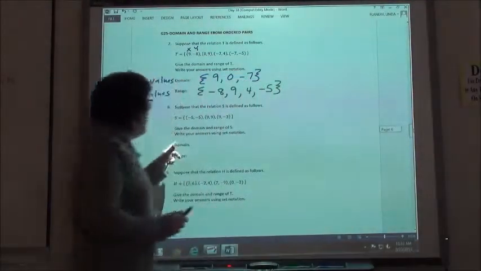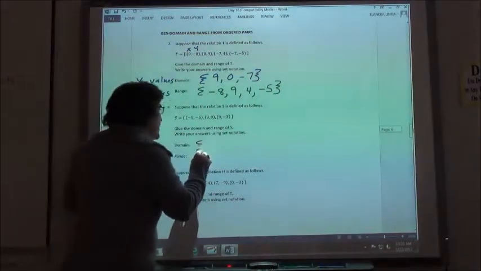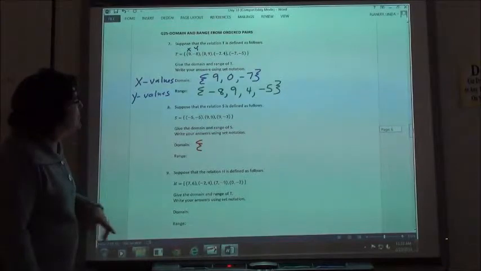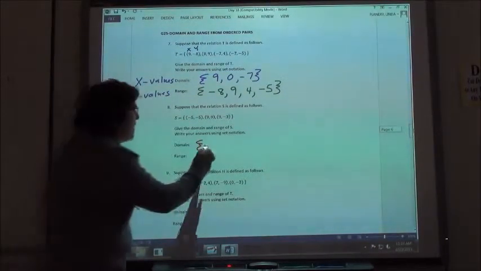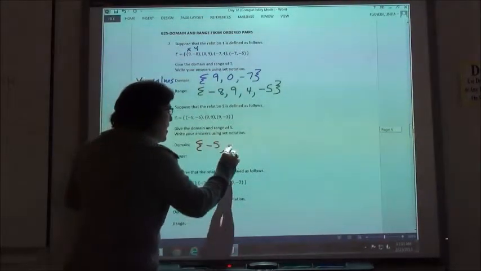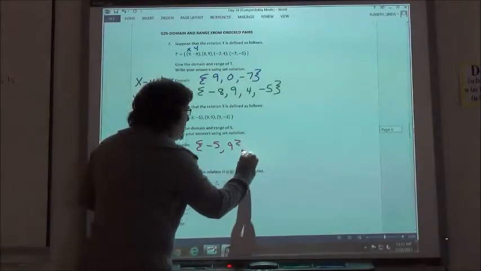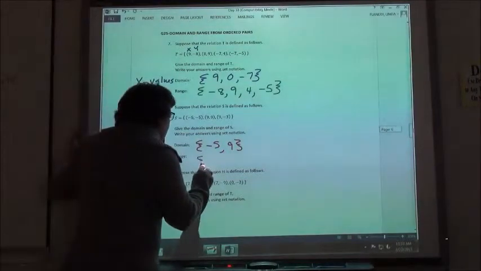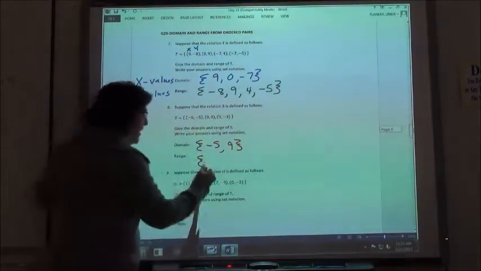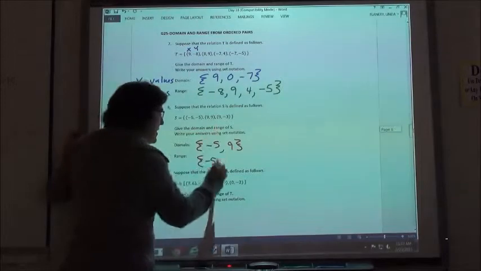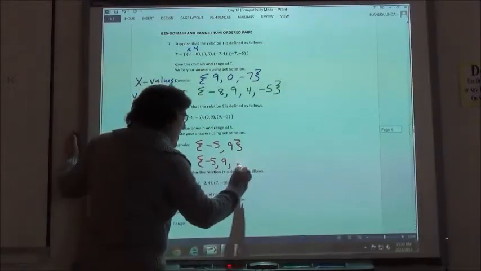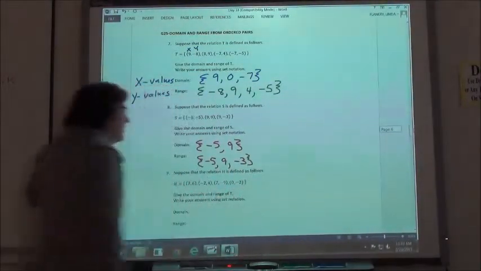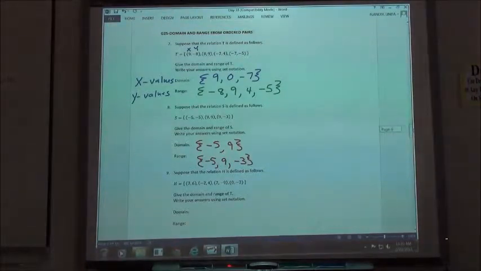Number 8 then, give the domain. Using set notation, the domain is my x values, so I've got a -5, a 9, I've got another 9, so I don't have to write it in there twice, so just -5 and 9. My range, listing my y values, so I've got a -5, I've got a 9, and I've got a -3. So -5, 9, and -3 are all my y values of those 3 points.